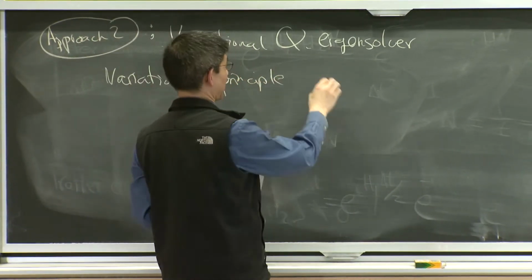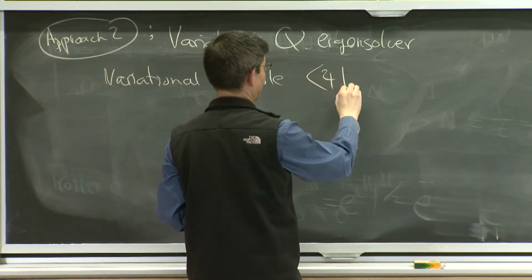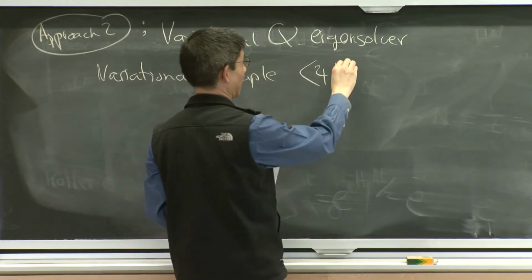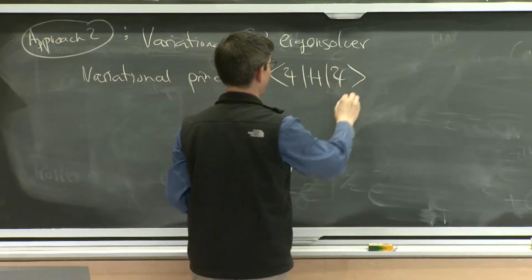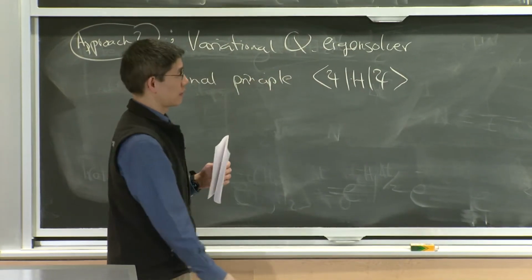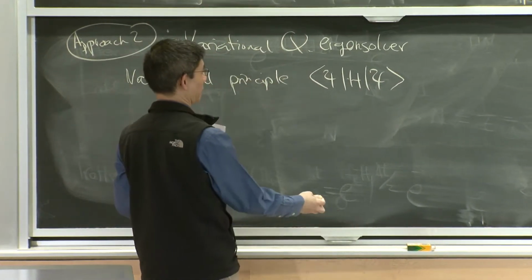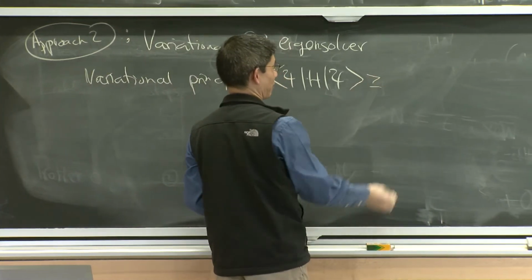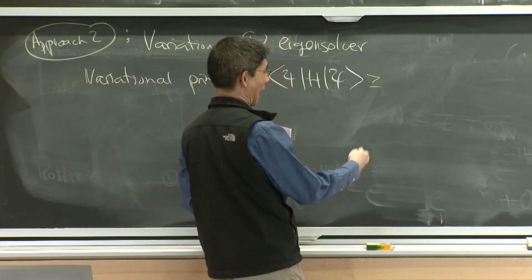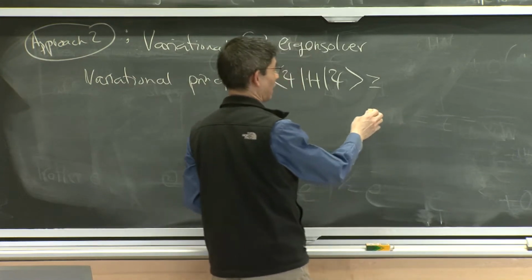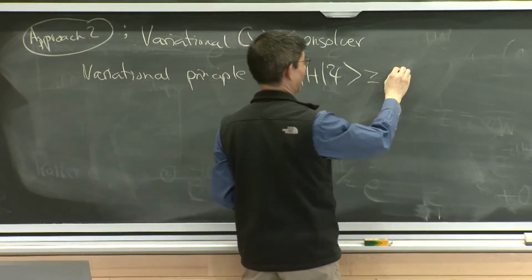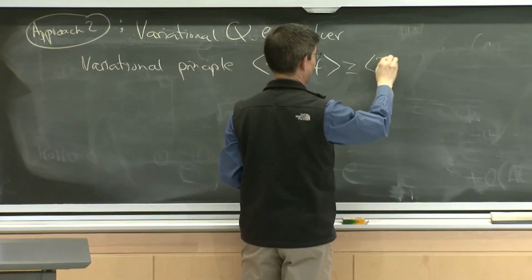which in this context says that if I'm given some state, psi, which is not the ground state, and I measure the expectation value of the Hamiltonian, this full total Hamiltonian with respect to that state, I will get some expectation value, average energy, which is no smaller than the energy of the ground state.